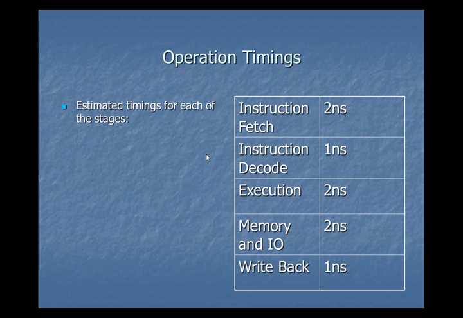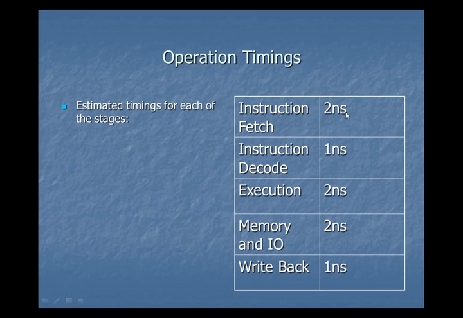Next is your operation timings, that is how long the multiple stages of instructions take to execute. That is the operation timing. This is the estimated timing for each of the stages, not the exact timing.